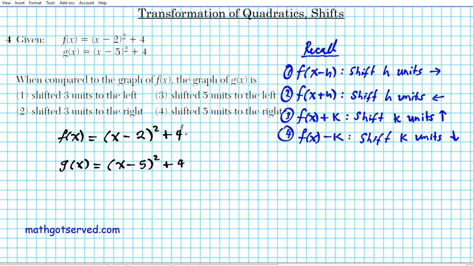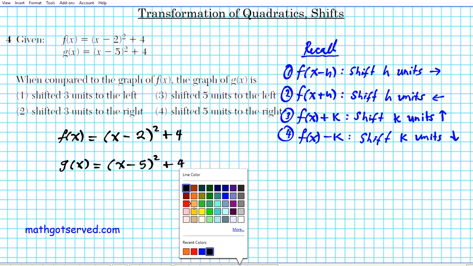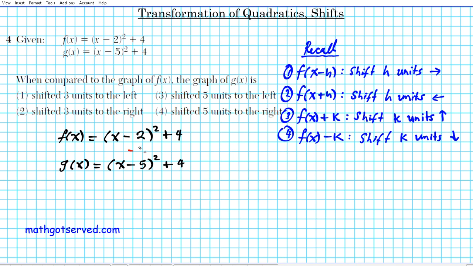Now, if you look at the number on the outside, the k's are the same, plus 4 plus 4. So the difference is not a vertical shift up or down. But if you take a look on the inside, you notice this is minus 2 and this is minus 5. So how do you go from minus 2 to minus 5? Think about it. If you owe $2, how do you go up to owing $5? Do you save or spend? You spend more, right? So in order to go from minus 2 to minus 5, you minus 3. So we're minusing 3 from the x. That's what's going on here.